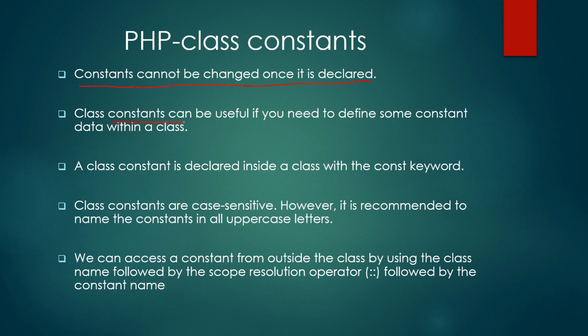Class constants can be useful if you need to define some constant data within a class. So you have to make use of class constants if you want to keep some constant data within your class. Constant means a data which never changes, which remains the same. A class constant is declared inside a class with the const keyword. So if you want to make a variable a constant, you have to use the keyword const.